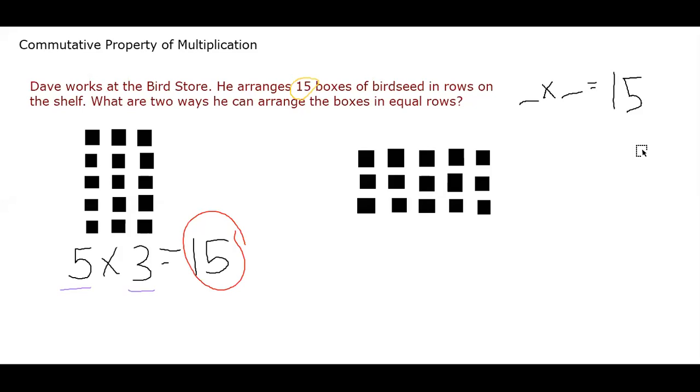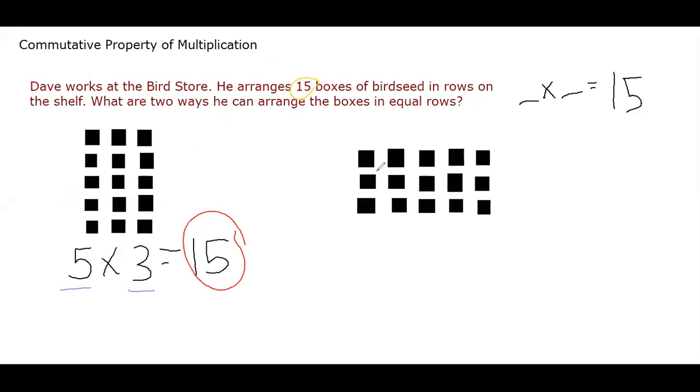Okay, so have a look at our drawing of 3 rows and 5 in each row. Does this array look the same as the array we did initially? No. Does it still have 15 in it? Yes, but we arranged them differently. Let's see what our two factors are.